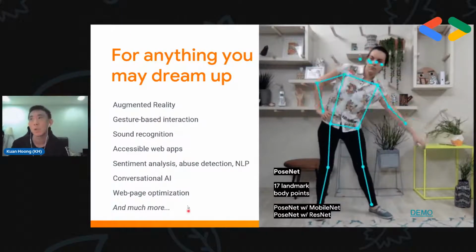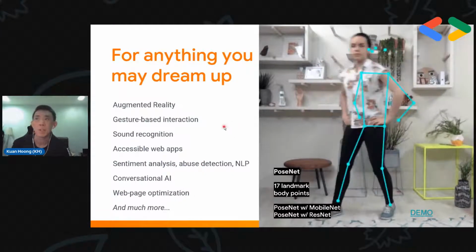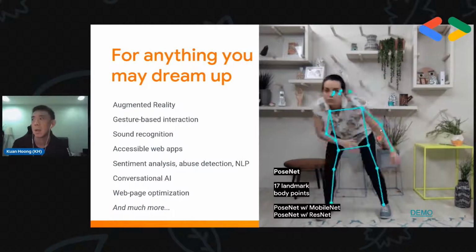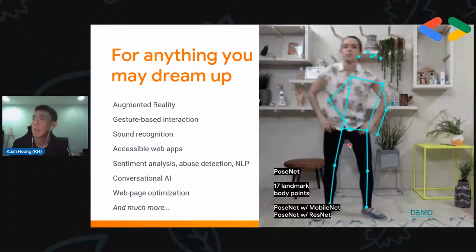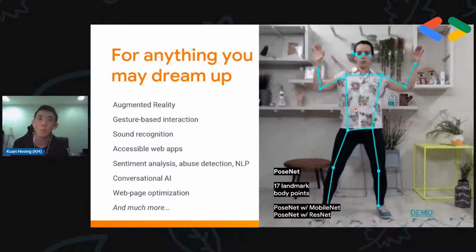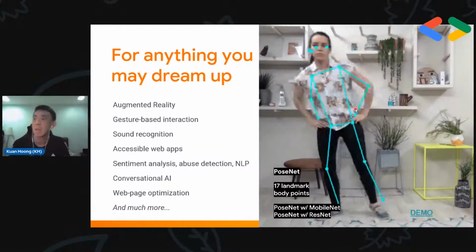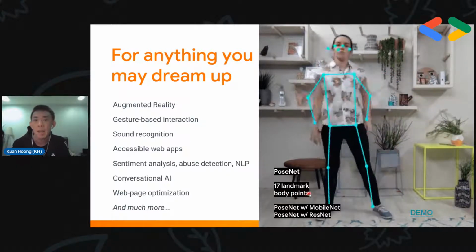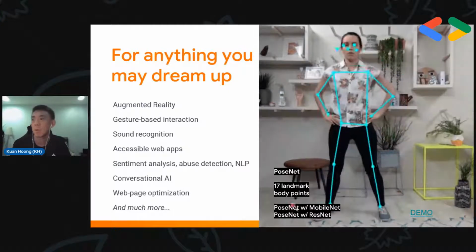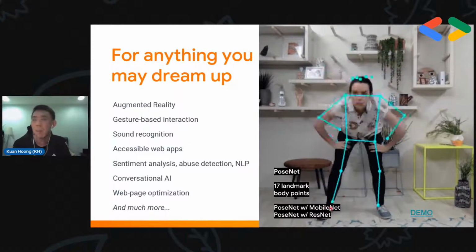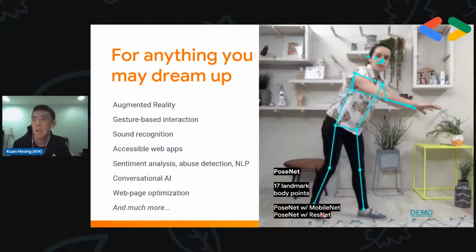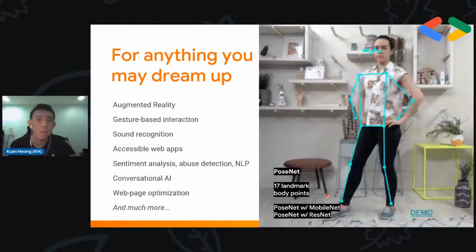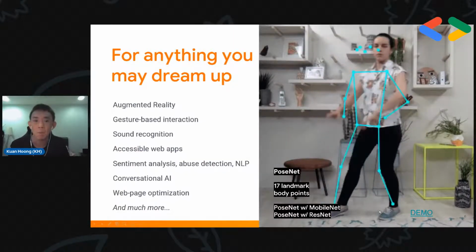So there are a lot of things you can do related to machine learning that you can repackage into JavaScript. For example, this is a model called PoseNet. It can recognize human pose in real time. You can detect up to 70 landmark body points. And this PoseNet model, you can deploy onto mobile devices using MobileNet. You can also deploy it as a ResNet. So you can see this. I can show you a demo.